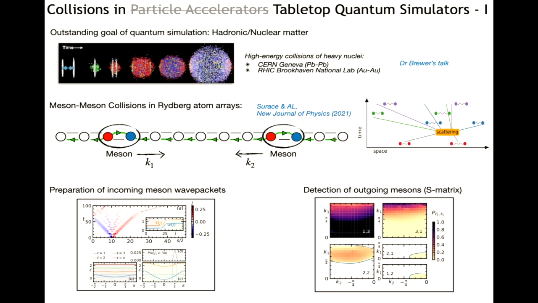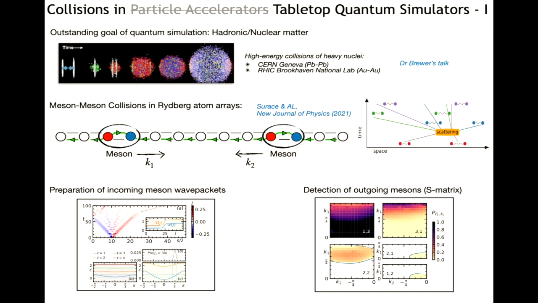Remember the list of requirements that are needed for a quantum simulation. There is the initial state, there is the Hamiltonian, and there are the observables. A possible observable of interest is the scattering matrix, and we have shown how to use the capabilities of the quantum simulator to access this quantity.